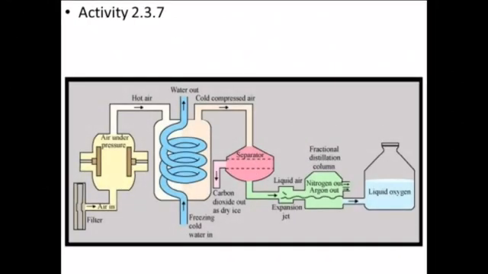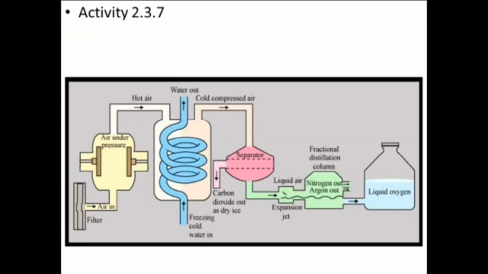Next topic is how can we obtain different gases from air? Air is a homogeneous mixture. The components of air can be separated by the fractional distillation process. Fractional distillation is a process of separating the components of a mixture into a series of fractions of different volatilities by means of distillation.